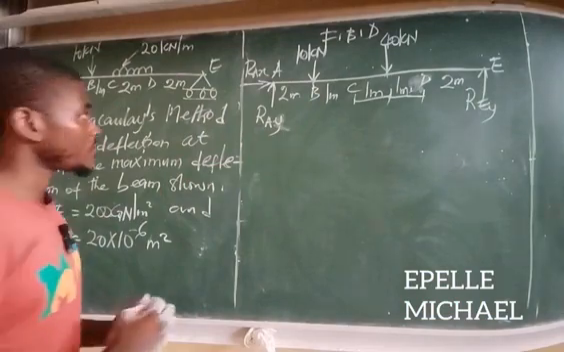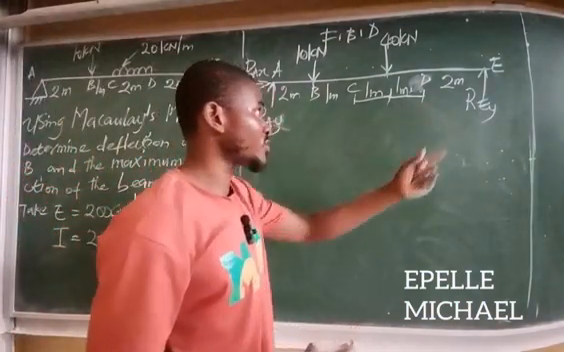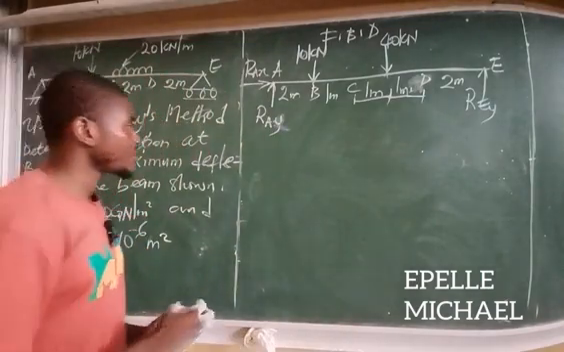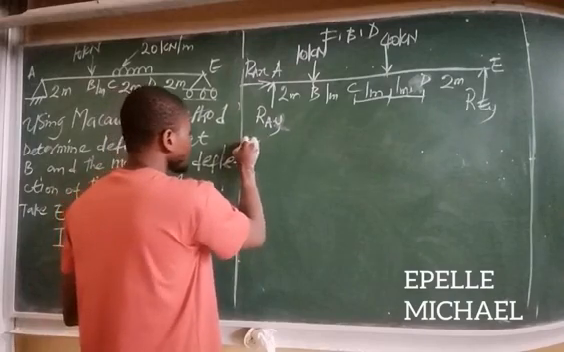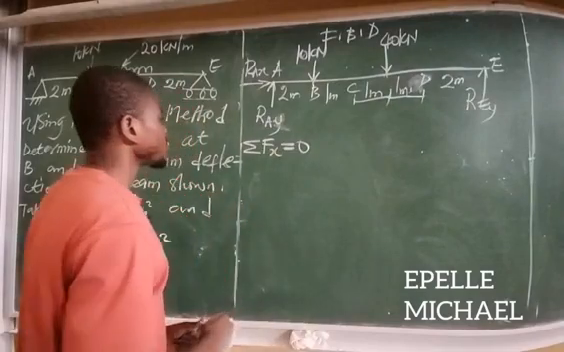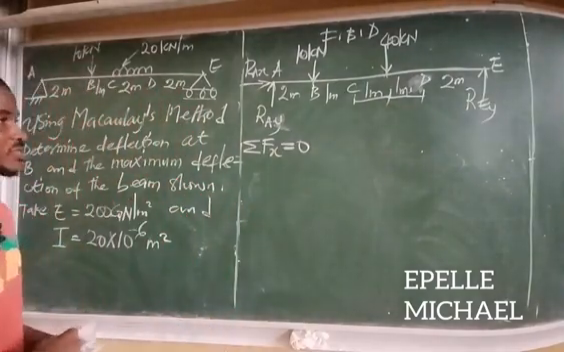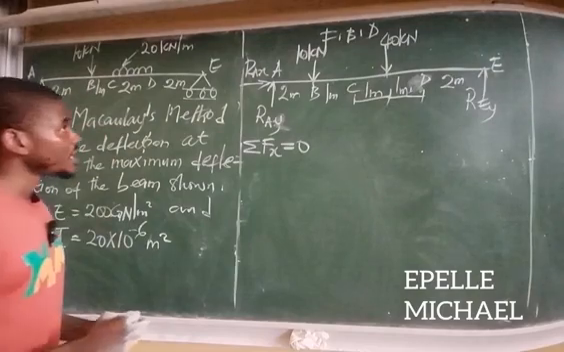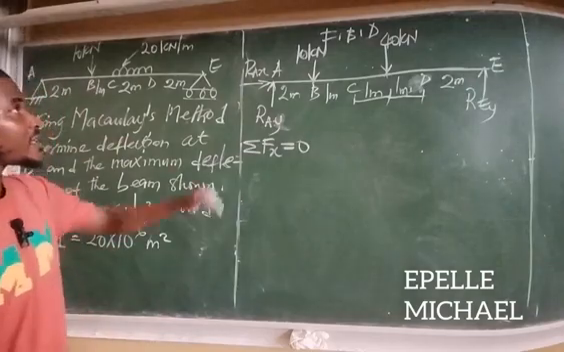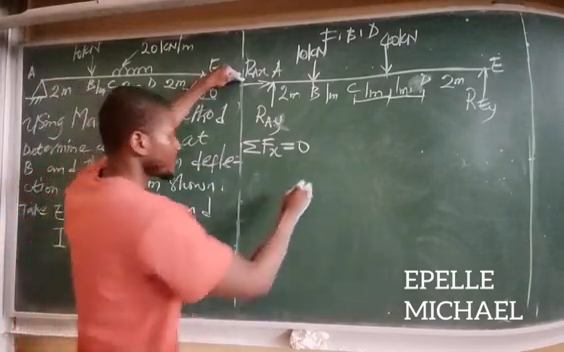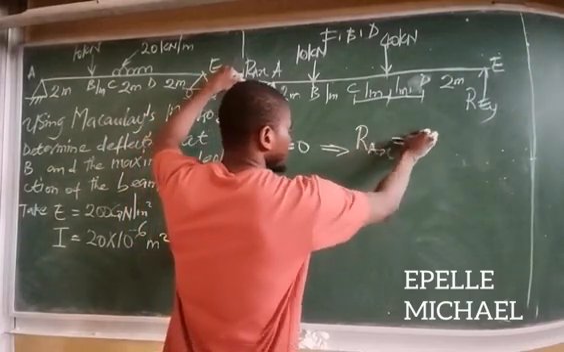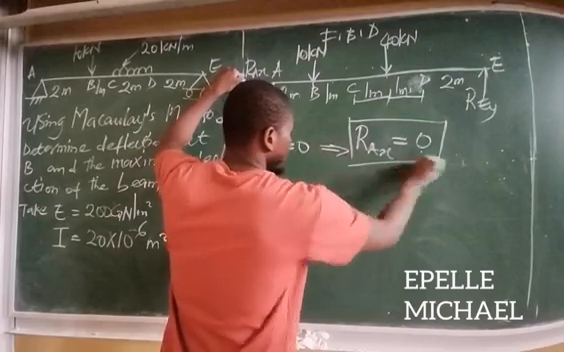The first thing to do, of course, is to obtain the values of the unknown reactions, so we employ our equilibrium laws. Recall the first equilibrium law, summation of horizontal forces, summation Fx equals 0. We sum all the horizontal forces on the system and equate them to 0. Looking at this diagram, only one force points in the horizontal direction, RAX. So from the law, the reaction RAX is equal to 0.